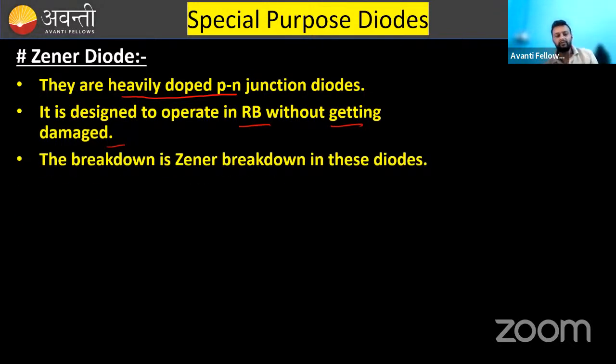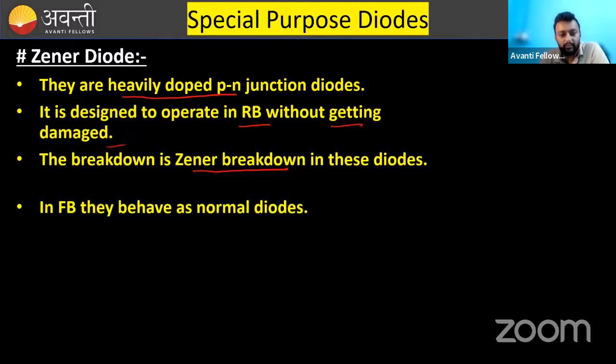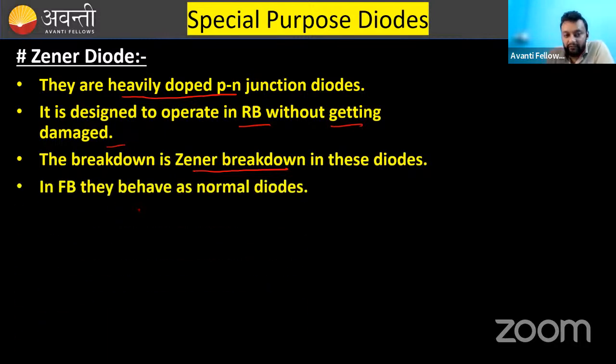There are two types of breakdowns. One is avalanche, one is Zener. So the Zener diode works on the properties of Zener breakdown. Remember the word, it's not going to be an important topic for you. You should remember the name only, and this is not a difficult one to remember. In forward biasing, they behave as a normal diode. No problem in that. It's not like they will only work in the reverse biasing mode. They can work normally in the forward biasing as well.